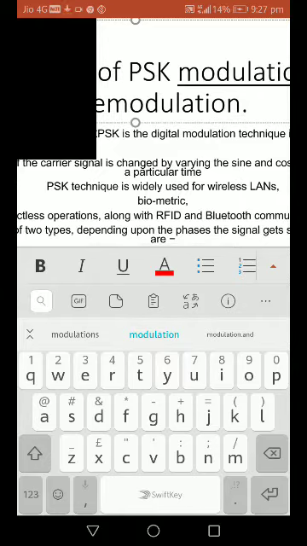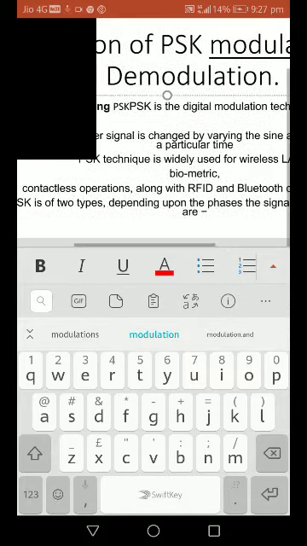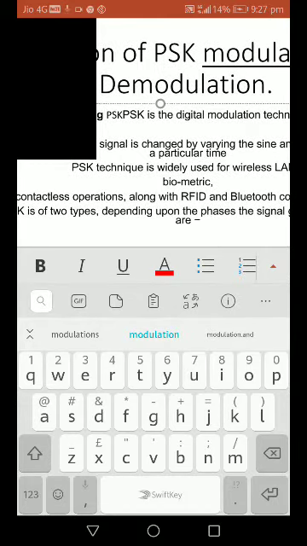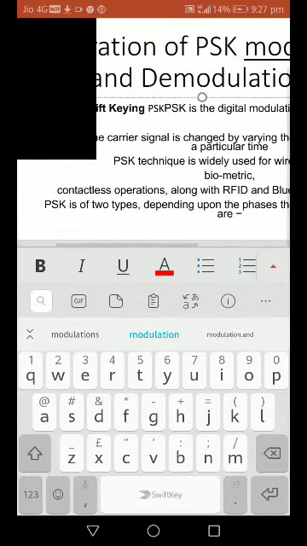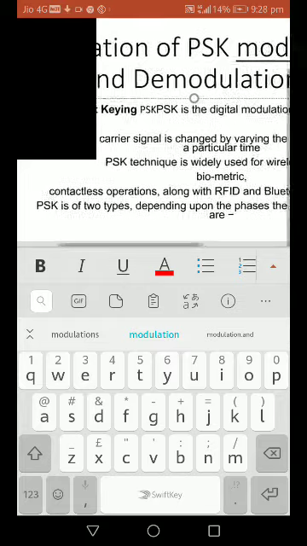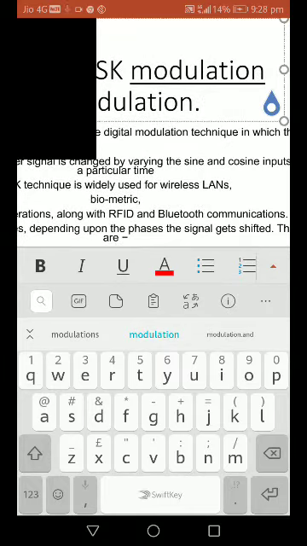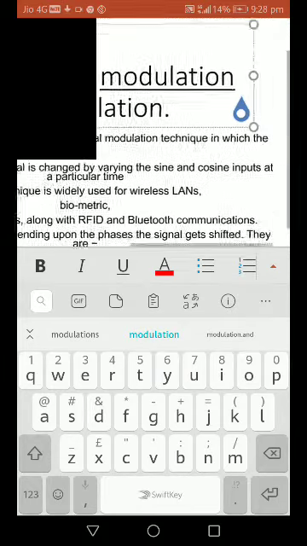Phase shift keying techniques are widely used for wireless communication and local area networks, and nowadays also for attendance in biometric devices, and contactless operations where PSK techniques are used along with RFID and Bluetooth communications.